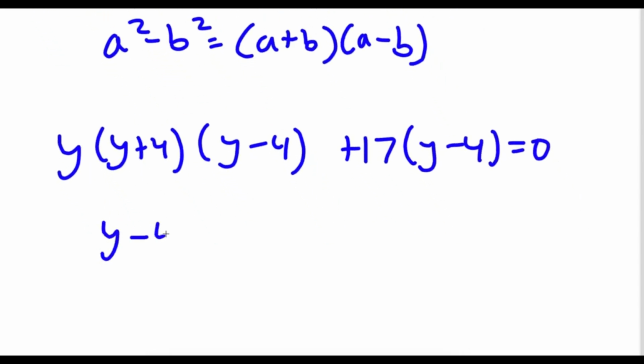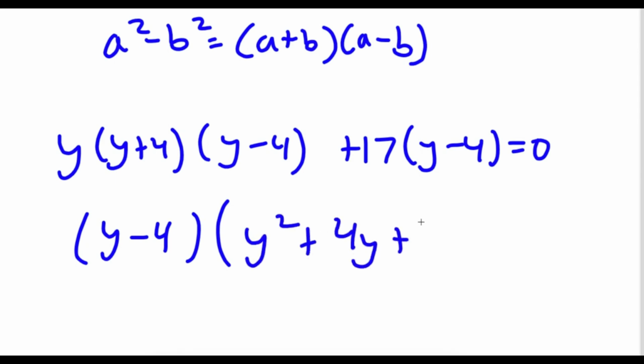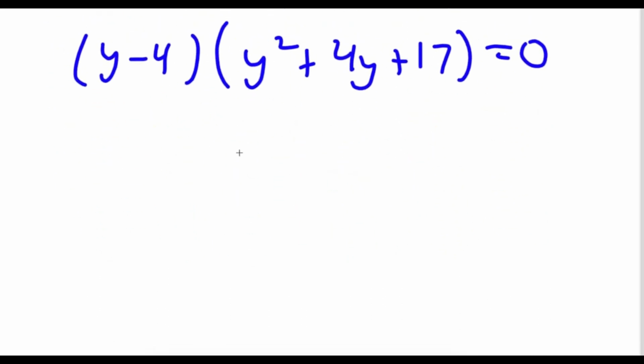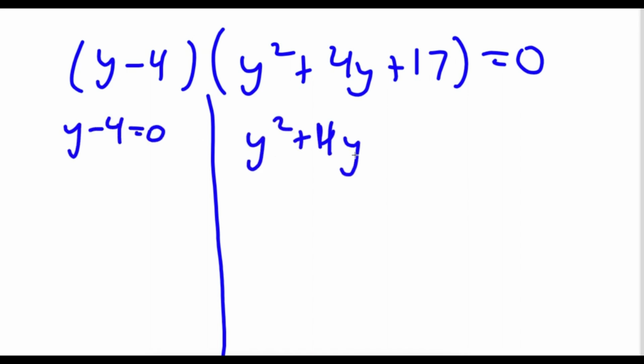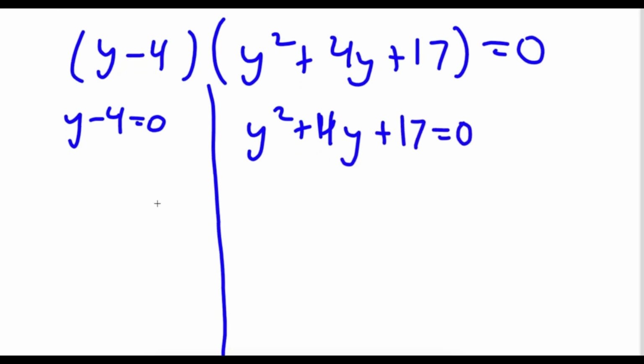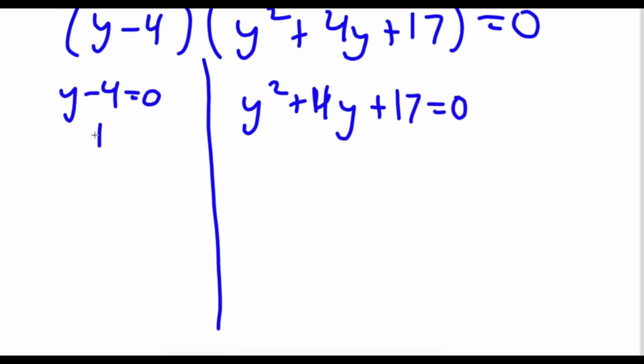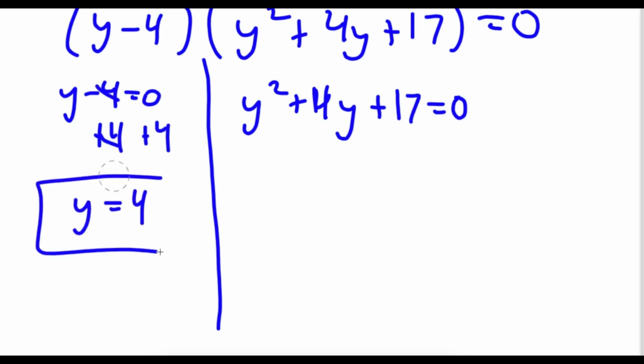Now I can factor out y minus 4 from this, and I get y minus 4 times y squared plus 4y plus 17. This is equal to 0. So now this gives me two equations. I have y minus 4 is equal to 0, and I have y squared plus 4y plus 17 is equal to 0. Now for y minus 4 equals 0, I can simply add 4 on both sides, and I get y is equal to 4.